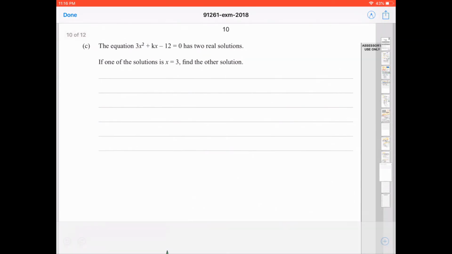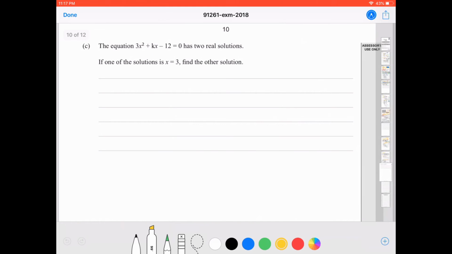It says the equation 3x squared plus kx minus 12 equals 0 has two real solutions. If one of the solutions is x equals 3, find the other solution. So we've got this equation here, 3x squared plus kx minus 12, and that equals 0. And we see this statement has two real solutions.